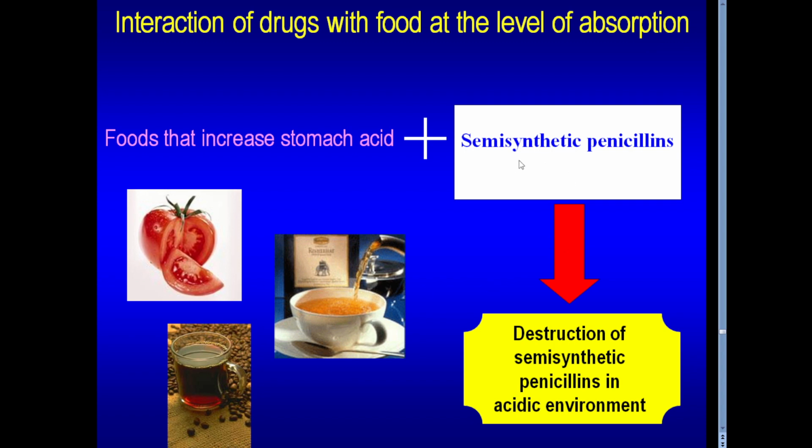If we use semi-synthetic penicillins and the patient takes food which increases stomach acid, for example, tomatoes or coffee, then in increased stomach acidity, destruction of semi-synthetic penicillins takes place. That's why absorption is inhibited. But a patient can take any other food.